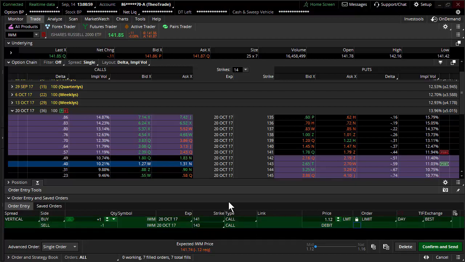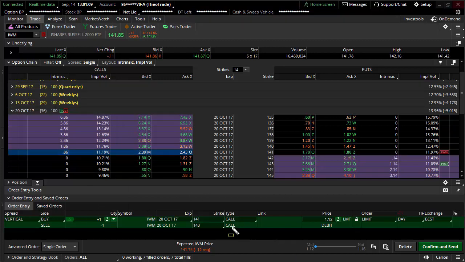Now, one of the points that I want to make is if you take a look at what's termed the intrinsic value, that's the real value of the 141 calls. And those 141 calls, there they are, right there. Their intrinsic value is about 86 cents. That's the real value, excluding all time value. The intrinsic value of these is about 86 cents, but the spread's going to cost me about $1.12.